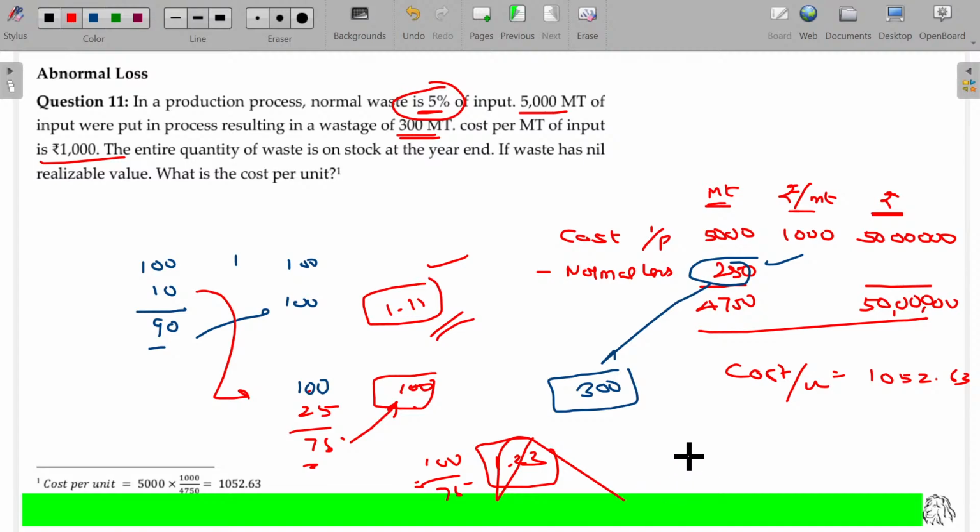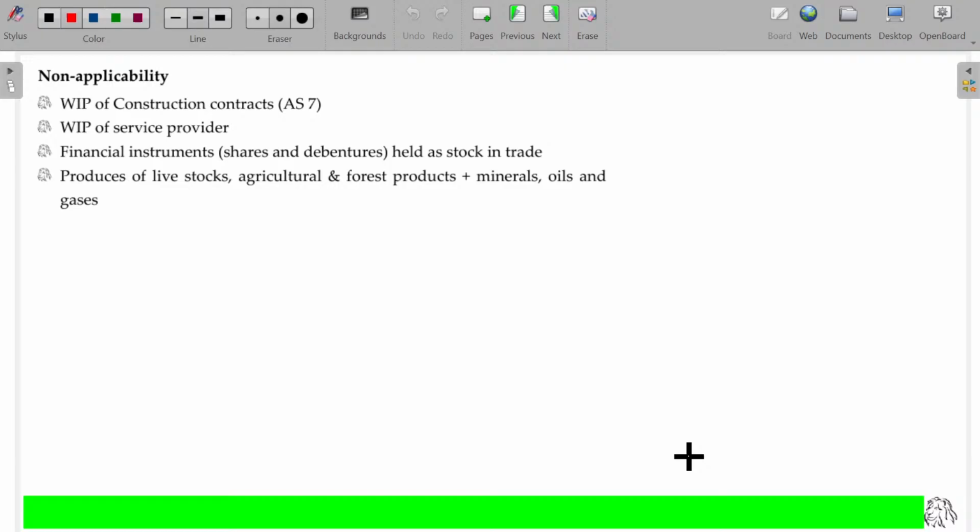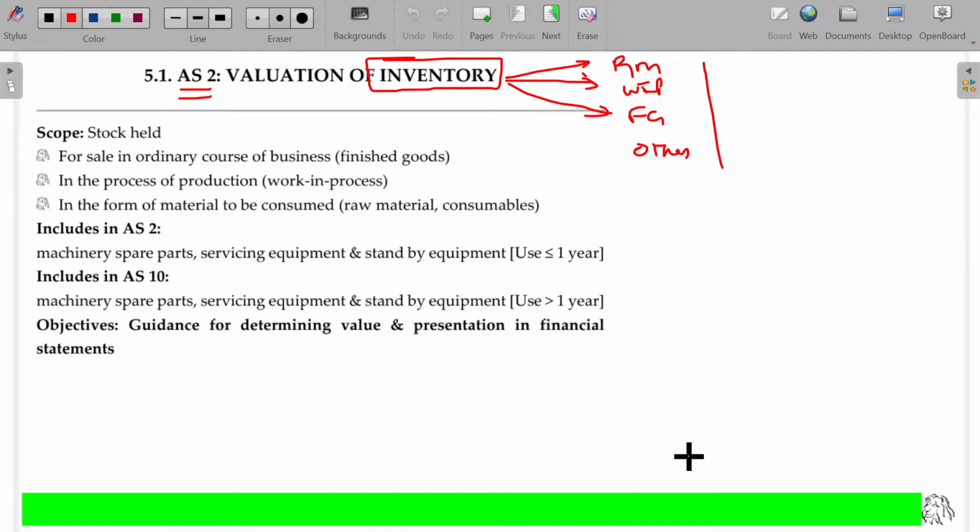So with that, all the problems are over. Now we'll discuss a small theory here. So with that, this chapter will be completely over. After completion of the illustration, the chapter is very simple. Stock held for sale in the ordinary course of business. It may be finished goods, work in progress, raw material, as well as consumables, 4 varieties.